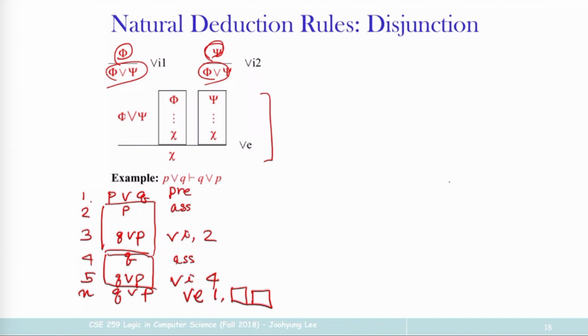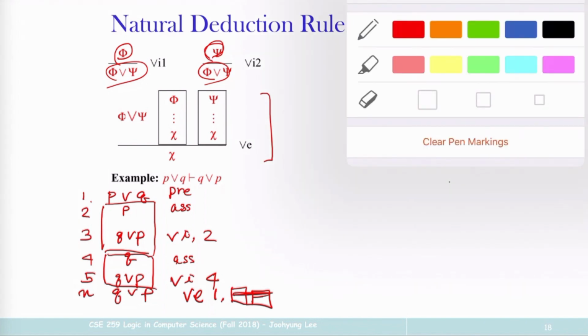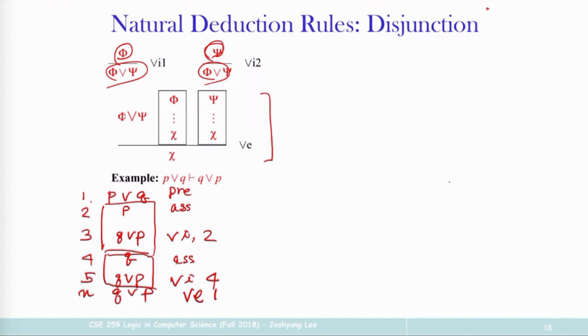Question? So when we have multiple boxes and we use the box for explanation, how would I say I use this box? Yeah, so that's actually, I should write here instead of this, since at that time I didn't know the line number. So I should say disjunction elimination for line 1 and 2 to 3 and 4 to 5. This is a justification that I can write. Okay? Any other question?